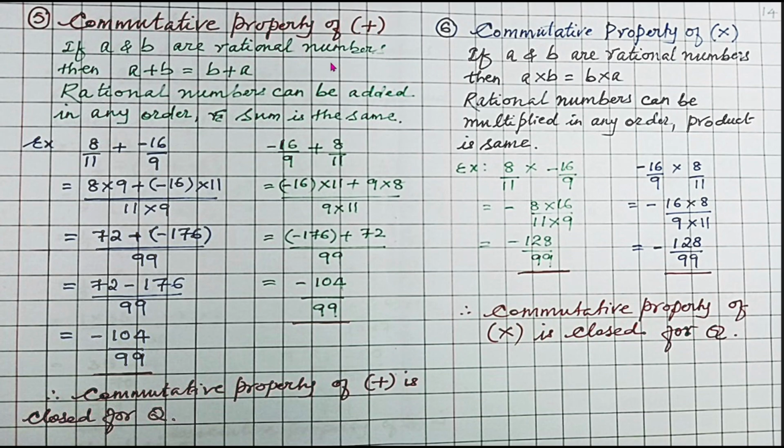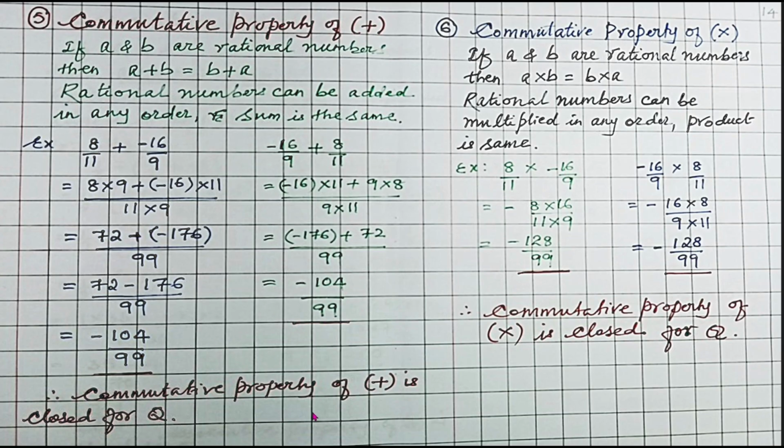If A and B are rational numbers, then A plus B is equal to B plus A. It means that rational numbers can be added in any order, the sum is the same. Let us consider an example. If I add 8 by 11 and minus 16 by 9, then by following the rules of addition, I'll get minus 104 by 99. Also, if I add minus 16 by 9 plus 8 by 11, again I'll get minus 104 by 99. That means the values are the same.